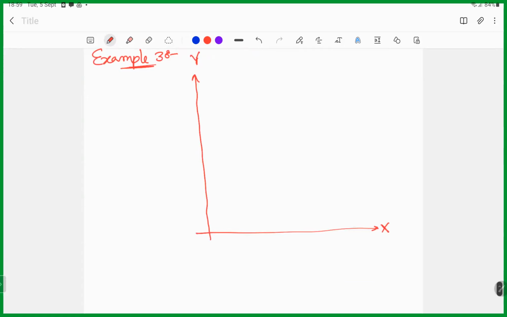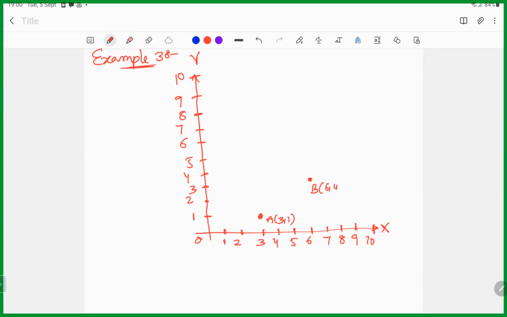Point A is at 3 comma 1, point B is at 6 comma 4, point C is at 8 comma 6.